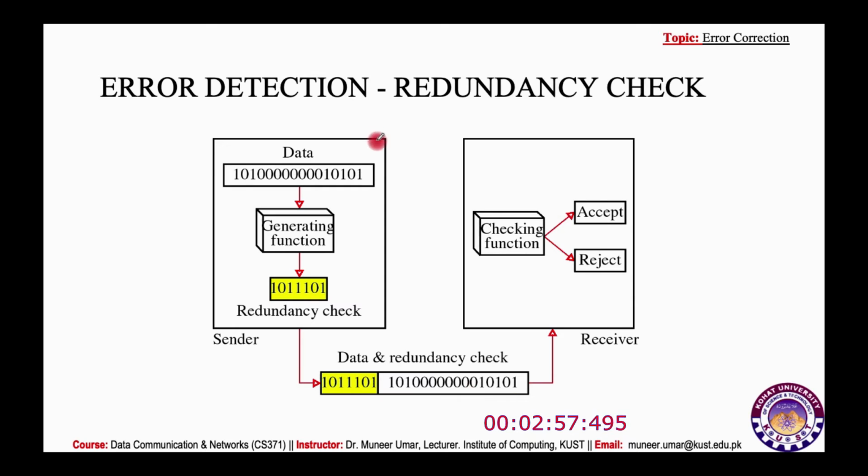So here we have data. Some additional bits are generated by a function, and these bits are appended with the actual data and sent. So with the help of these bits, the receiver checks the status of the received bits and decides whether to accept or to reject.